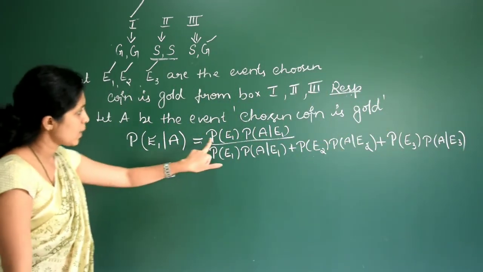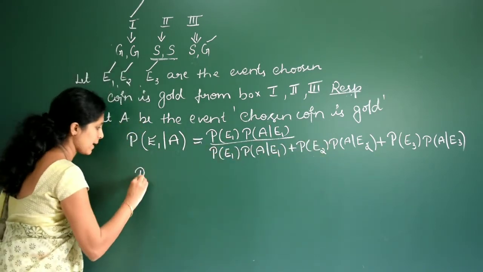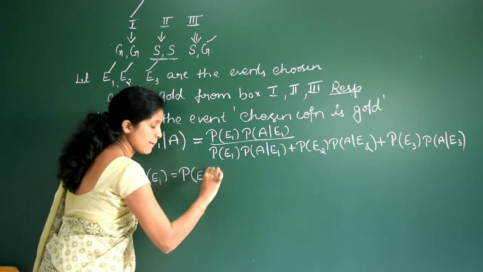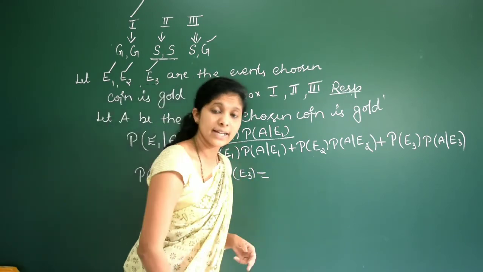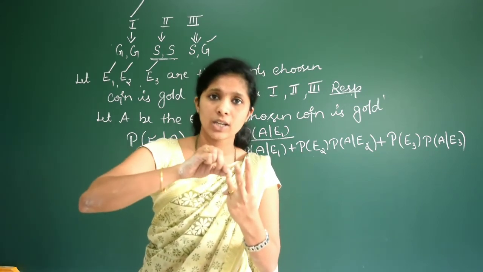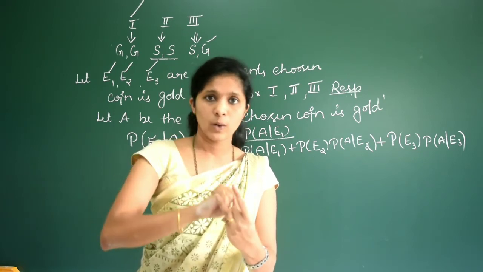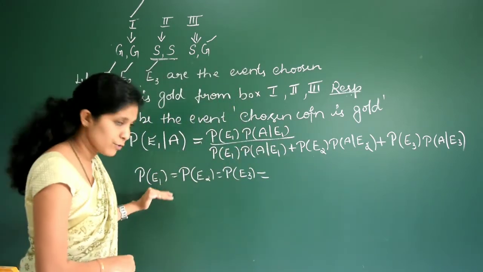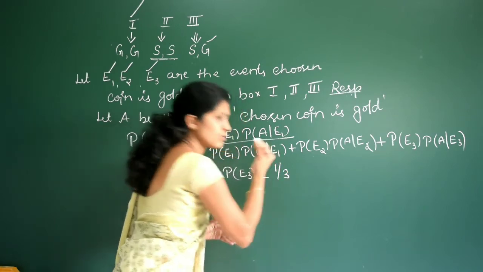Now what do you have to find? Probability of E1, E2, E3. Can you say what the probability of E1, probability of E2 and probability of E3 is? E1, E2, E3 are the boxes, right? Total there are three boxes. Probability of choosing the first box will be 1 by 3, right? In those 3 boxes, 1 is possible, and probability of E2 is also 1 by 3 and probability of E3 is also 1 by 3. So probability of E1, E2 and E3 are each equal to 1 by 3.